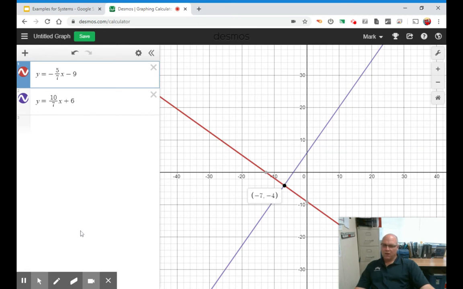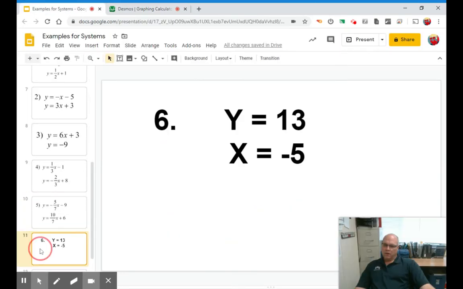Let's try one more, and I'm going to throw a little bit of a curveball at you on this one. So do you remember these lines? So we already saw one earlier, y equals 13. But now I'm also going to give you the equation x equals -5. What does this line look like, y equals 13? What does x equals -5 look like? And then find the solution for this system for me.